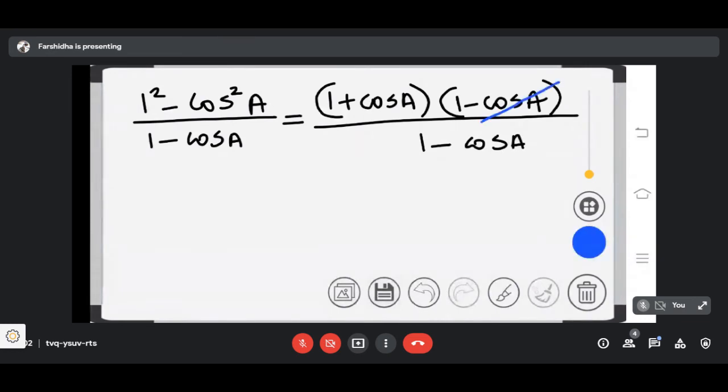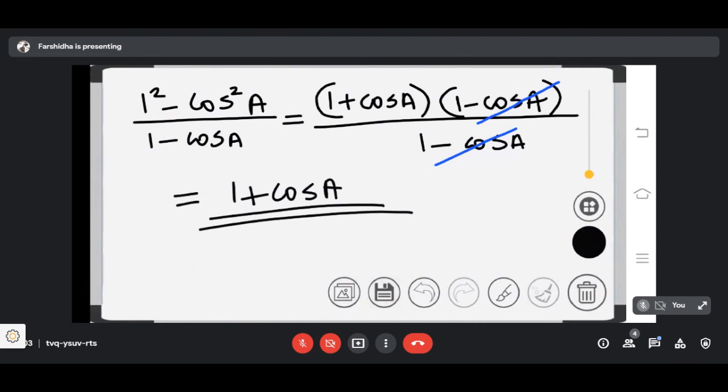Now you can cancel this 1 minus cos A on the numerator side and 1 minus cos A on the denominator side. See what is remaining? 1 plus cos A. So this is the answer of RHS side. So LHS we got cos A plus 1. RHS we got 1 plus cos A. Both are same. 1 plus cos A and cos A plus 1 are also same. So you can write therefore LHS equal to RHS equal to 1 plus cos A. Then write hence proved.